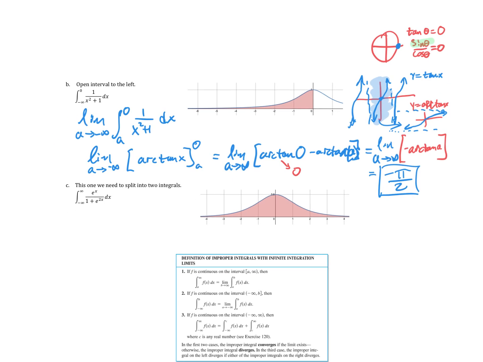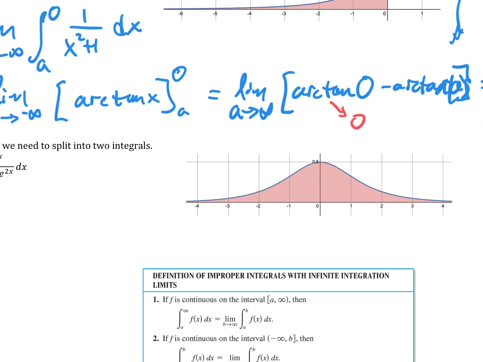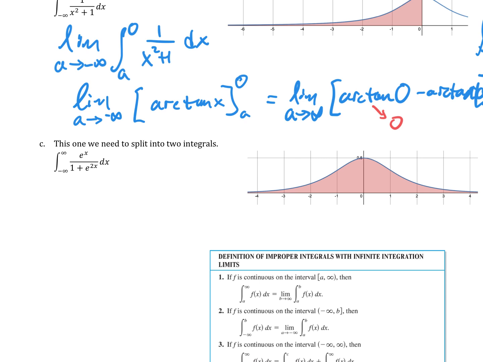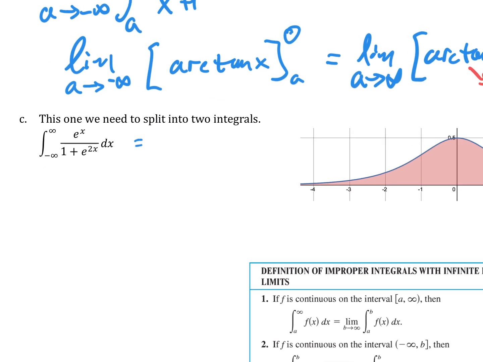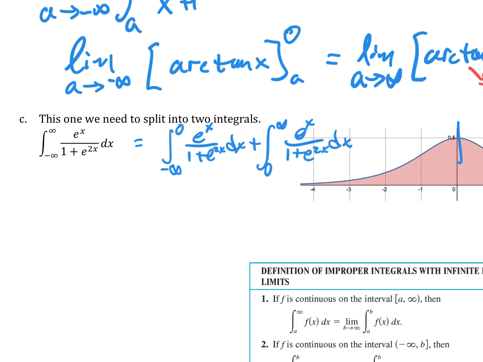All right, let's look at one more here. Here we have an integral going from negative infinity to infinity. So we're going to need to have left and right bounds, and we need to break this up. We're going to cut it off at 0. So let's write this as from negative infinity to 0, because we've got to have one boundary, plus 0 to infinity of e to the x over 1 plus e to the 2x dx.